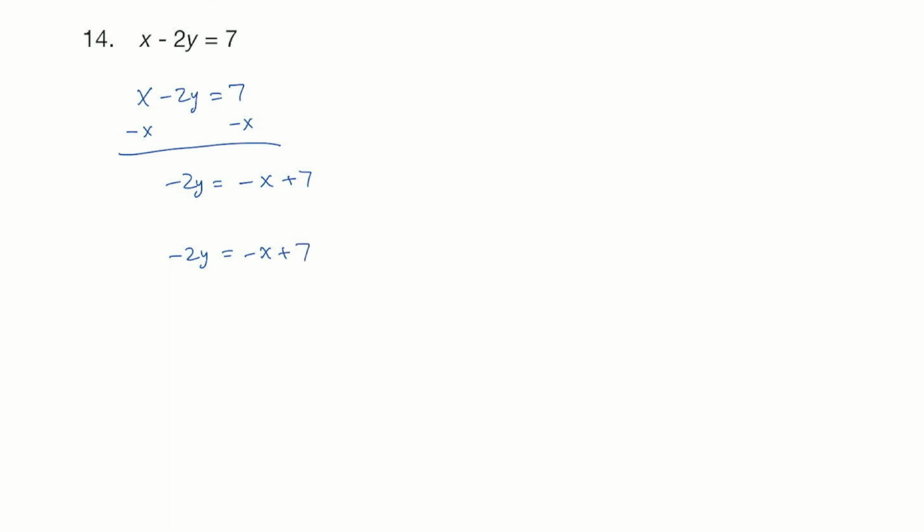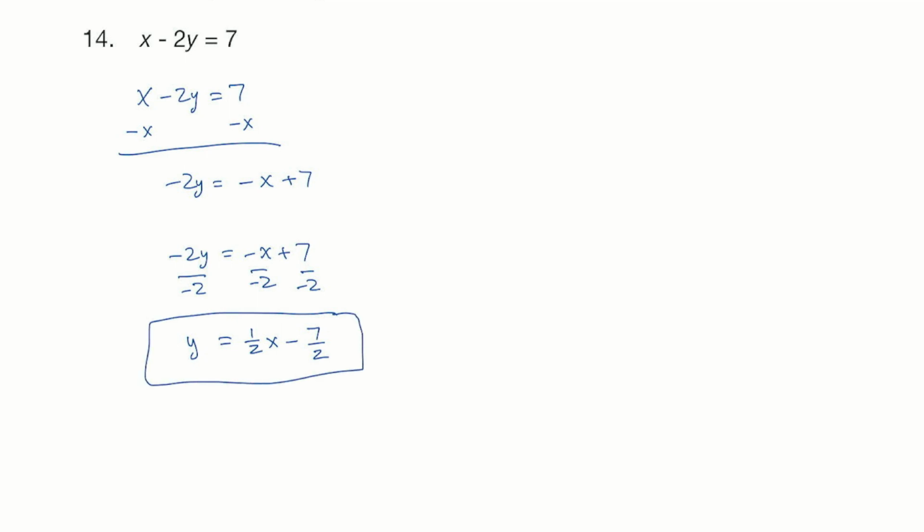Okay, now we need to divide each term by what is multiplying the y. So we will divide each term by minus 2. Okay, that gives us y equals. Okay, we've got minus x over minus 2. We can write this as x over 2 or 1/2 x. Then we have plus 7 divided by minus 2. Let's just write this as minus 7 over 2.